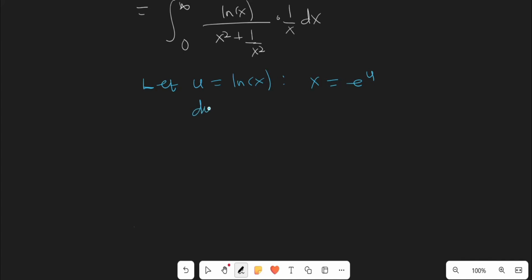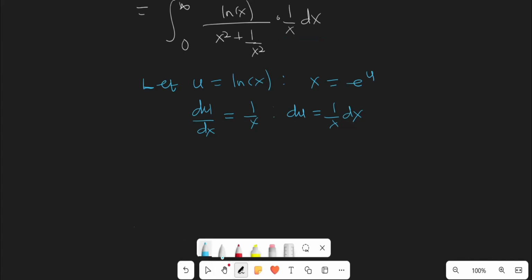So let's take the derivative. du/dx is equal to 1 over x. That implies du is equal to 1 over x dx. So wherever I see 1 over x dx, I can replace that with du.